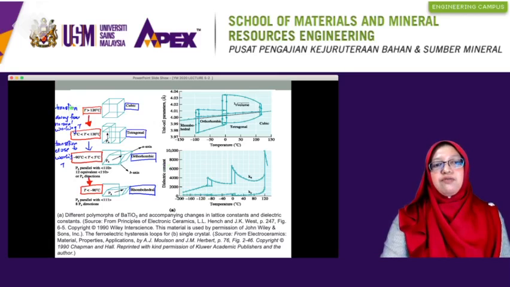The transition from cubic to tetragonal and from orthorhombic to rhombohedral occur far away from the normal working temperature, but the transition from tetragonal to orthorhombic occurs close to the working temperature. So you need to know the temperature and also the changes in crystal structure and know how to draw them for barium titanate.